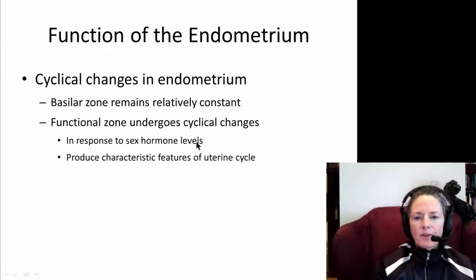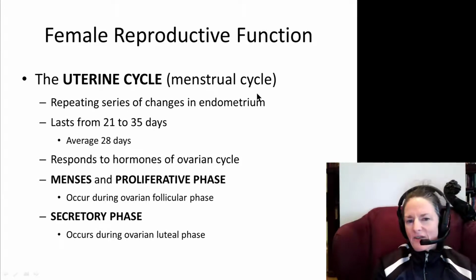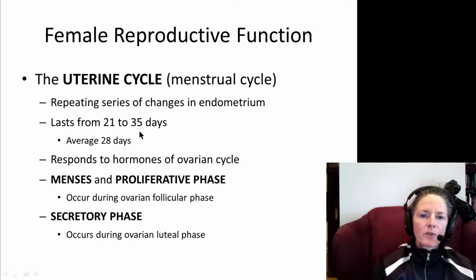So this is going to be due to sex hormones rising and changing levels, and this is going to produce the various features at various times of the uterine cycle. So as we've said, the uterine cycle on average lasts 28 days, and in some people it's 35 days, some it's 21, and this is sort of the standard deviation, but typically it's about 28 days. And so we have really three phases.